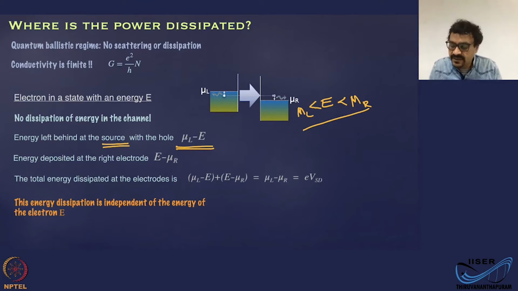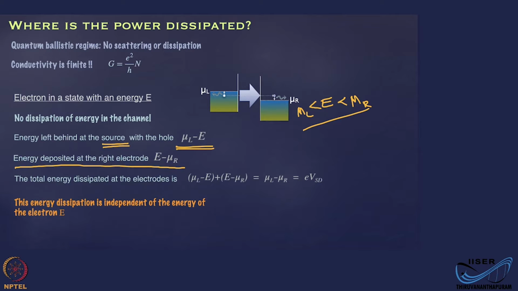Now the electron which crosses over the channel and reaches the drain side: because there are no scattering events, there is no chance for that electron to deposit any energy inside the channel, in the device, or in the constriction. So the energy deposited at the right electrode, the drain, is E minus μR, where μR is the bottommost level available for the electron. Until μR it is filled, and there are some levels above μR that the electron can occupy. So the energy left behind on the source side is μL minus E, and the energy deposited on the drain side is E minus μR.